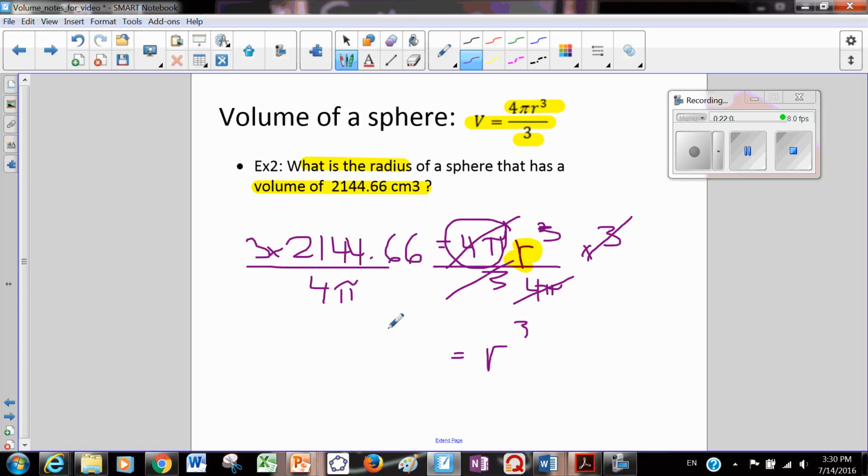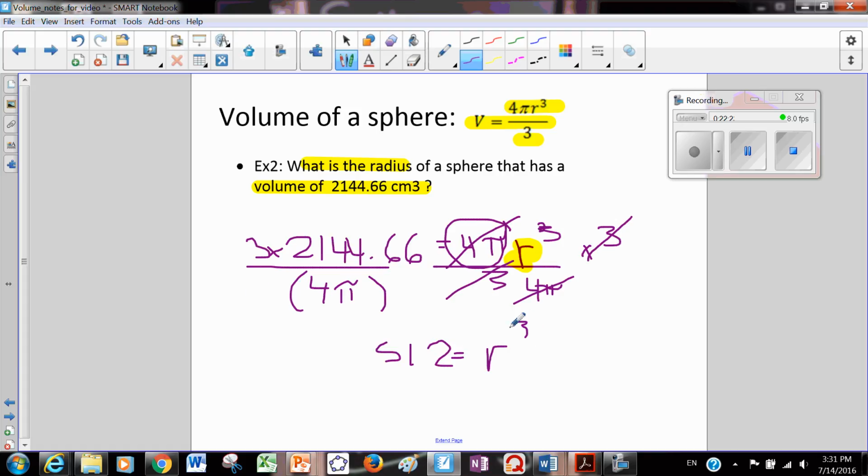take your calculator, try that, 3 times 2144.66 divided by 4 pi. You need to put your bracket if you want to keep it like that. You could put a bracket here. You should get 512. This is r cubed.